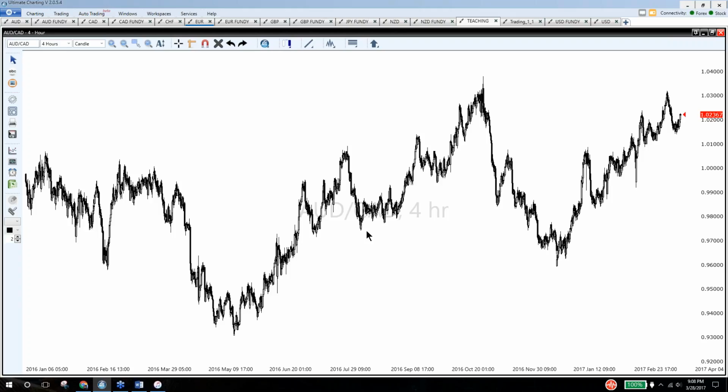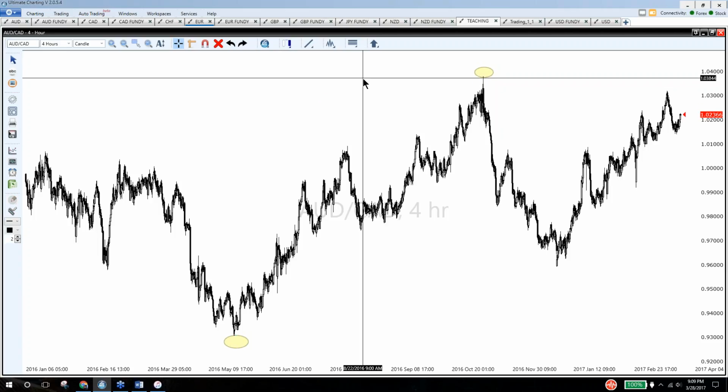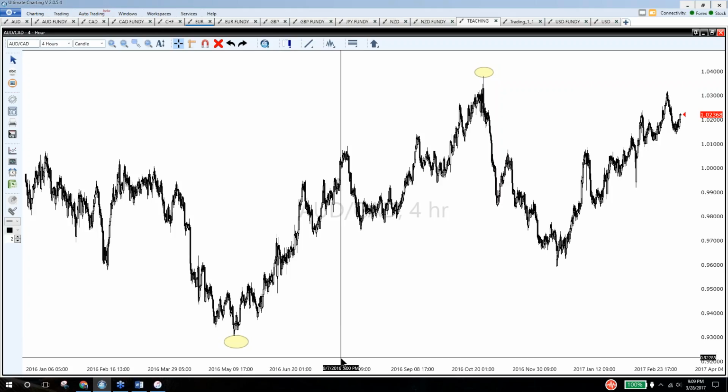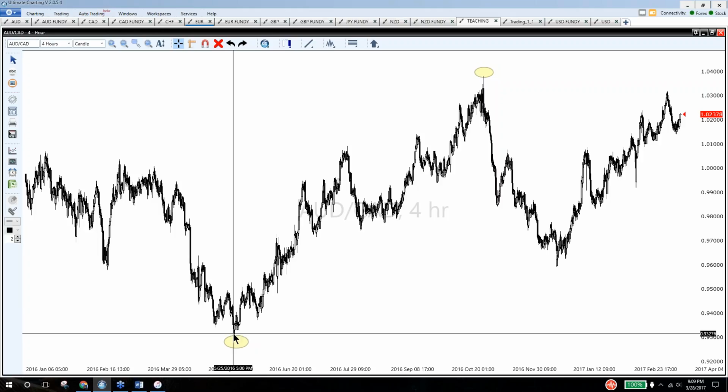Okay? So here we've got the highest high and the lowest low visible. If we take a straight line and we go above all the candles, the first point that's going to touch is that price. And if I go below all the candles and start to work my way up, the first point that's going to touch is right here, this price.